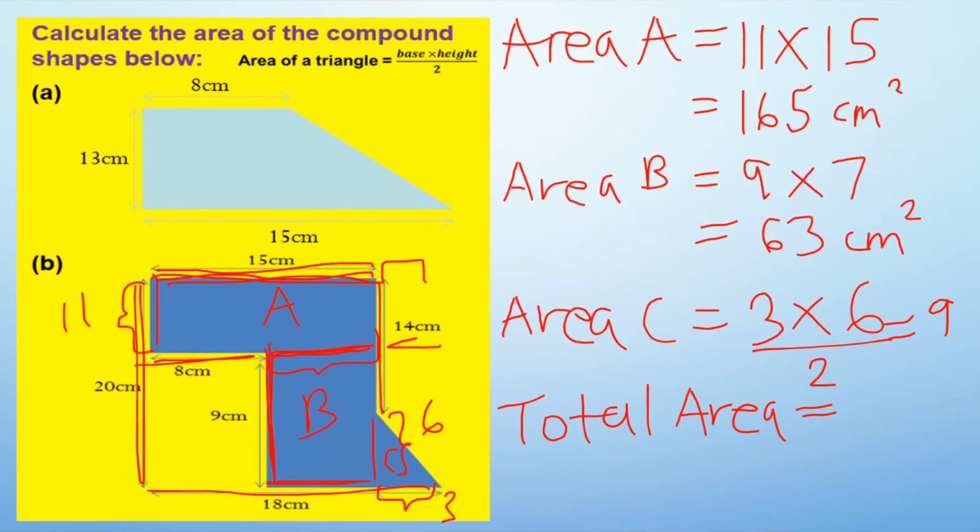Total area is equal to 165 plus 63 plus 9. So we just do addition. 237 centimeters squared is the area.